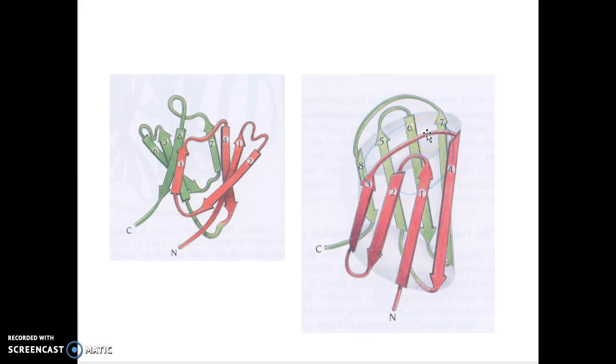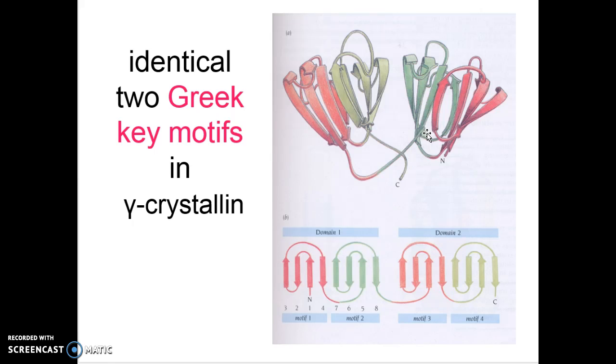So gamma crystallin has two Greek key barrel structures, two of which are almost identical. At the bottom you see the topology. Okay, really beautiful structure.